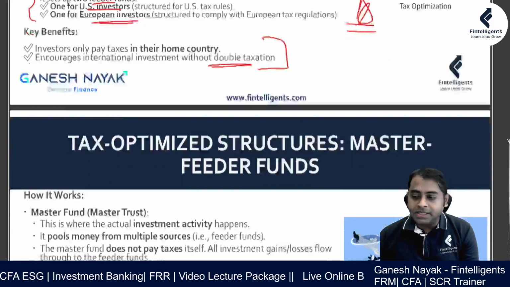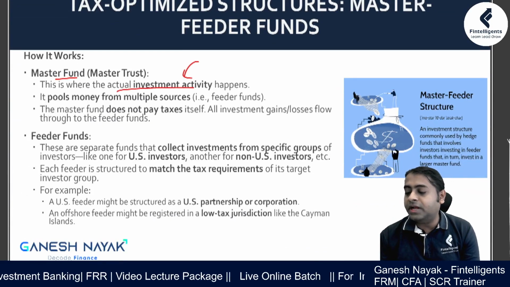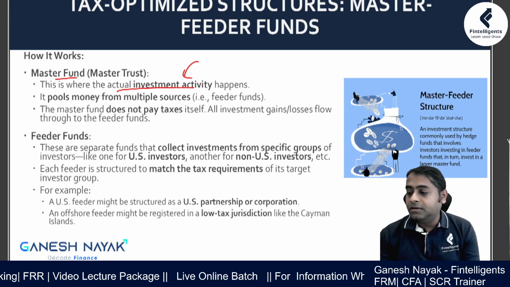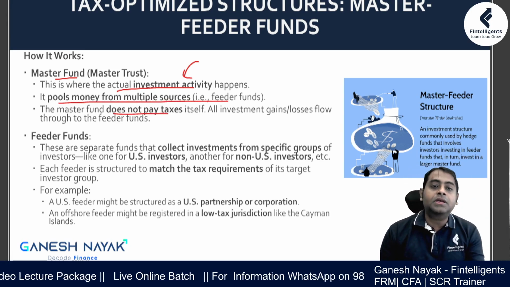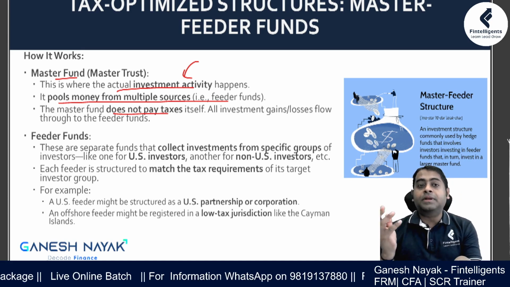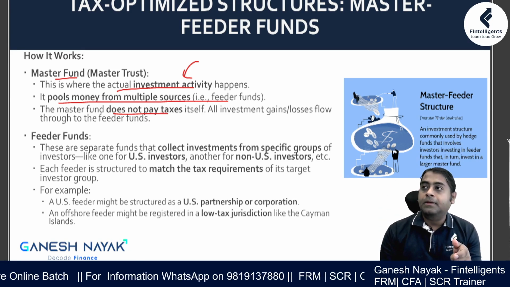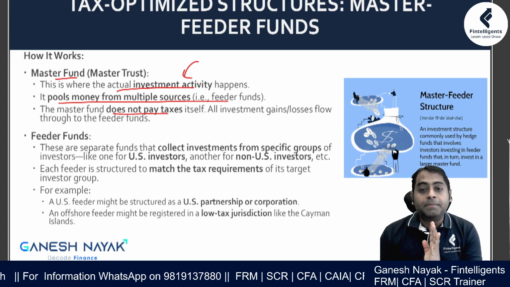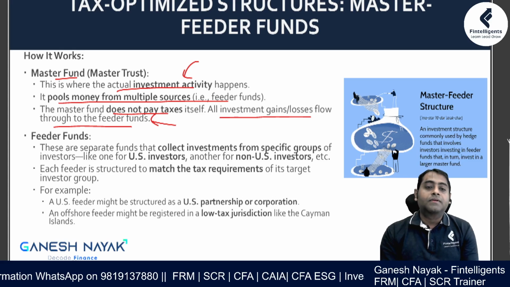Few more points on these master and feeder funds. Again, a slight repeat. Look at this. Master fund, this is where the actual investment activity happens. The master fund is getting money from multiple feeder funds. The master fund does not pay taxes. Why? Because they are registered in the Cayman Island and all, right? So all the investments are happening, money is coming through the feeder fund. Whatever profit and loss is happening, that is going to the individual feeder fund, and there the investors might pay tax. All investment gains and losses flow through to the feeder fund.